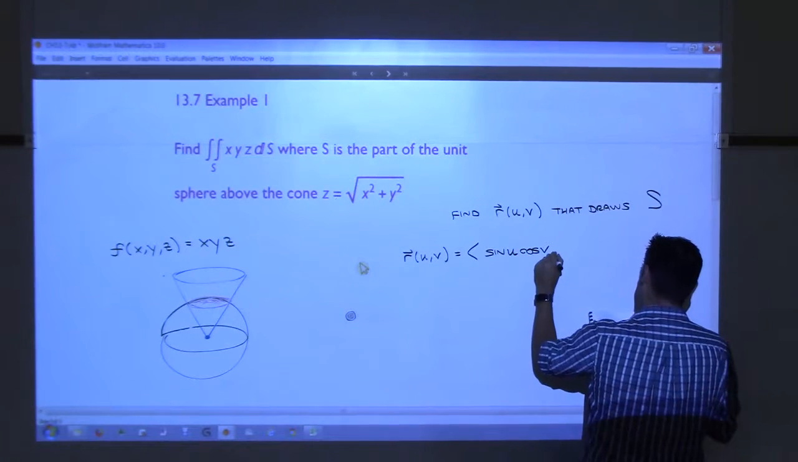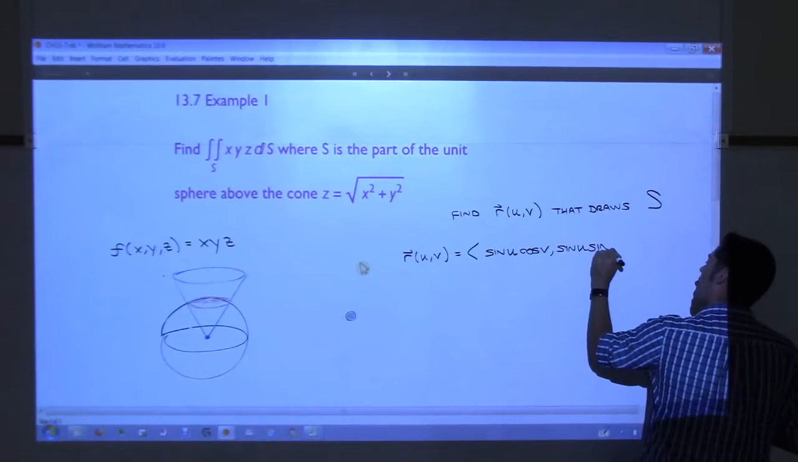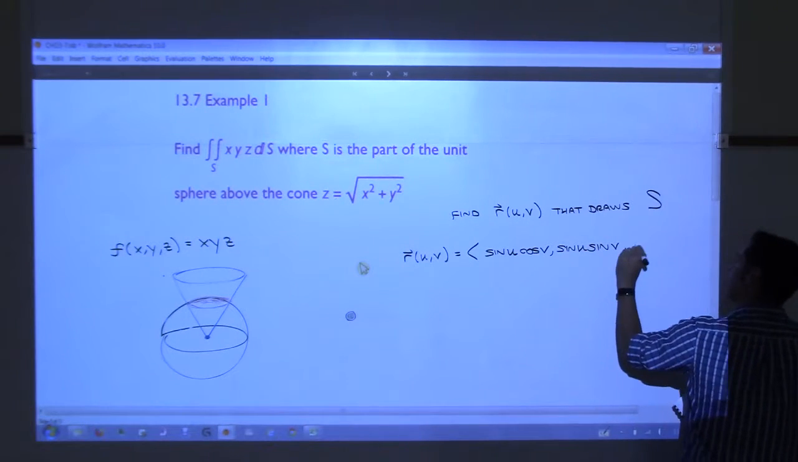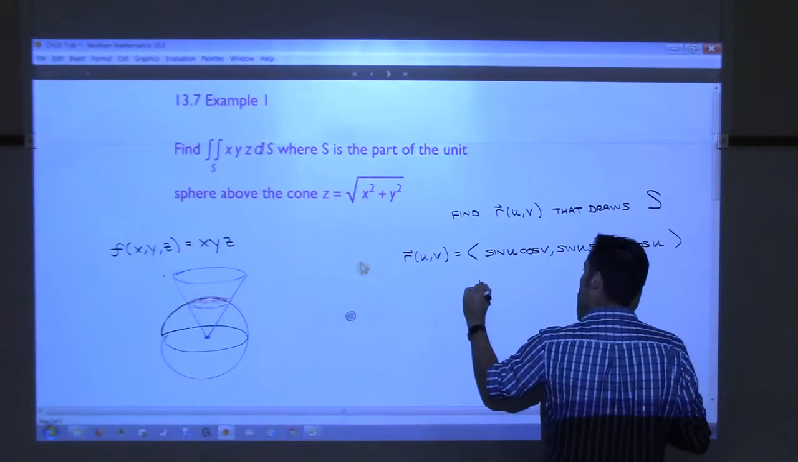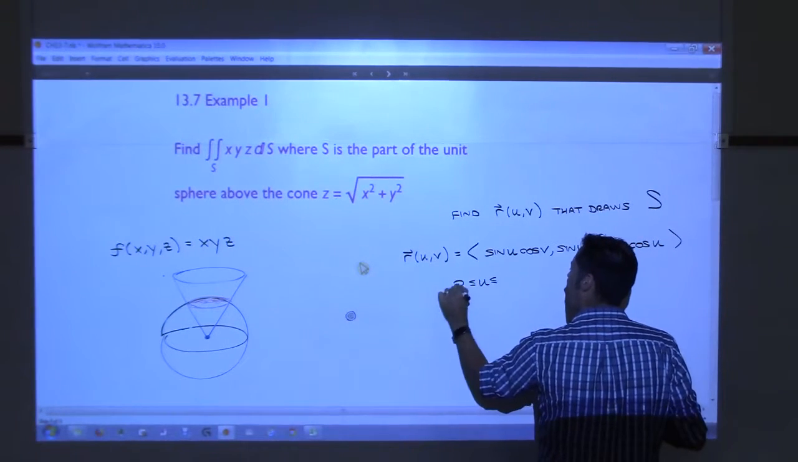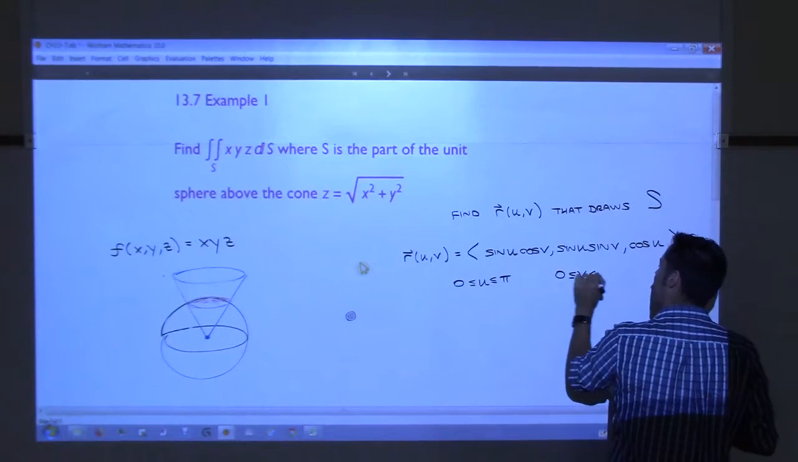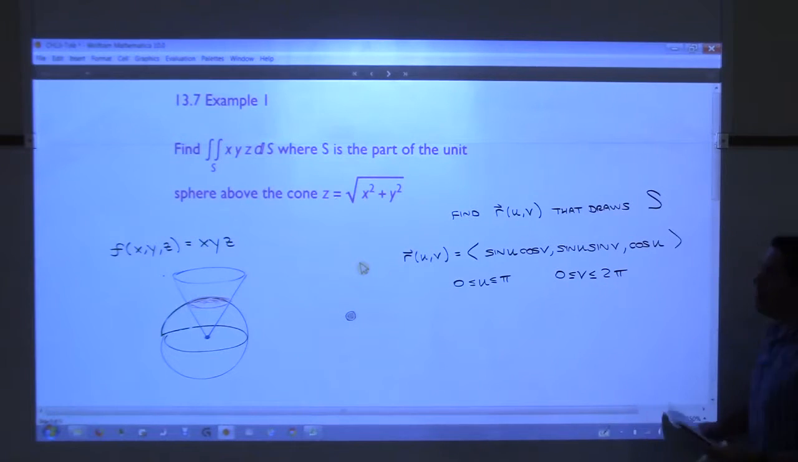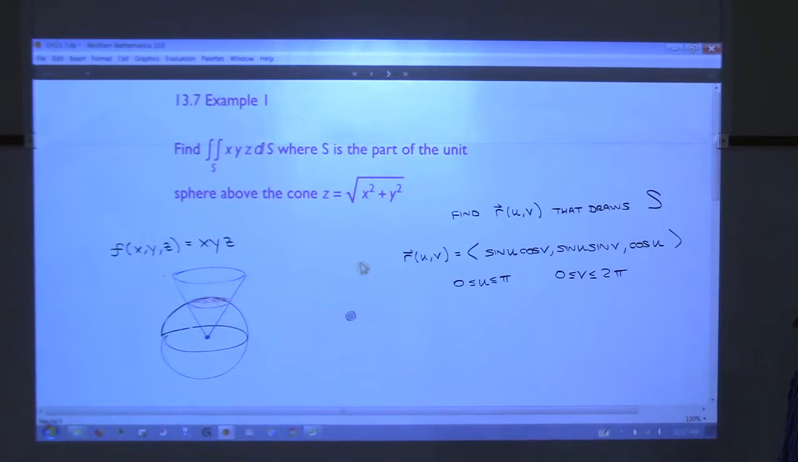The reason I want to use the same one from last time is because I want to use some of the work we did last time. I don't want to have to redo the work. U here was between 0 and pi, and v here was between 0 and 2 pi. Now, that will draw us the whole sphere, right? Do we want the whole sphere? No. We only want that top piece. So how are you going to determine that top piece?